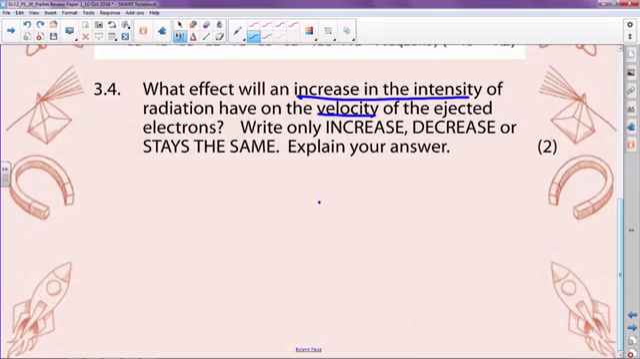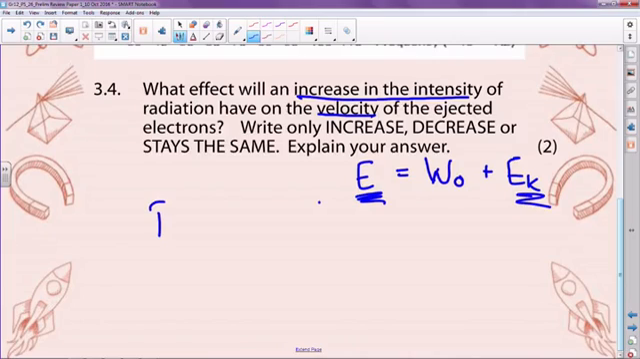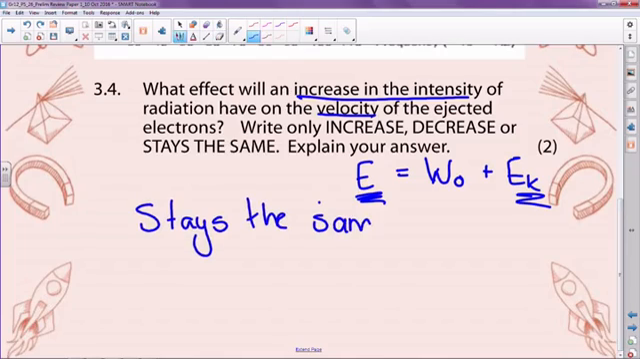considering that we're keeping the energy the same, and remember this is what we're looking at, if this remains the same, then the kinetic energy will remain the same. And if the kinetic energy remains the same, then the velocity remains the same. So my answer here is it stays the same, not remains the same, stays the same, because that's what they told me to use. So stays the same. Why?